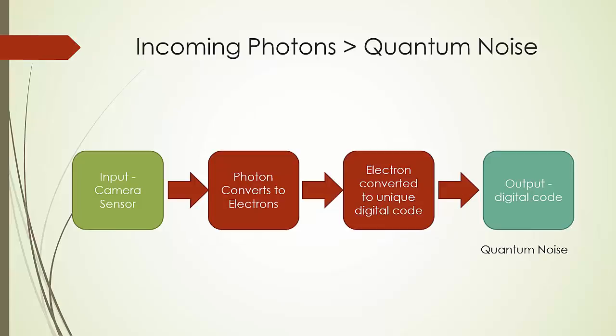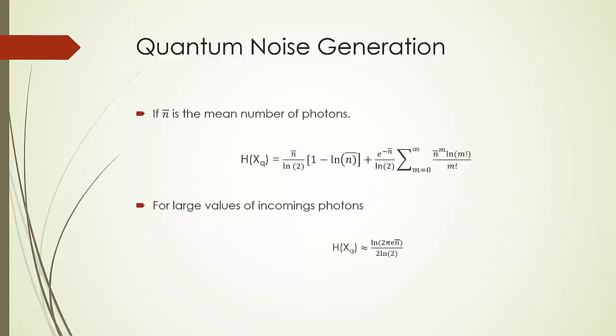It all starts with photons hitting the camera sensor. Those photons are converted into electrons, and those electrons are converted to digital codes. And finally we get our quantum noise. If n bar is the mean number of photons, we use the equation to find the quantum entropy. If we have a very large number of incoming photons, for example, if your camera is facing a very bright light source, then you use the second equation, and in our implementation we use the second one.